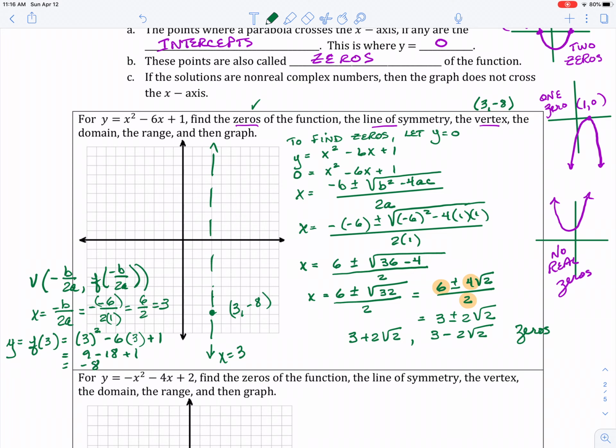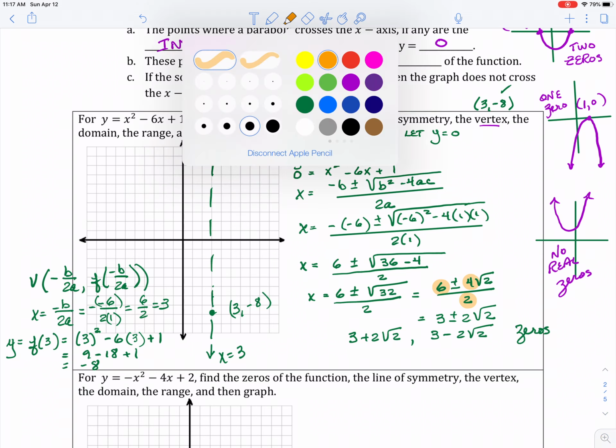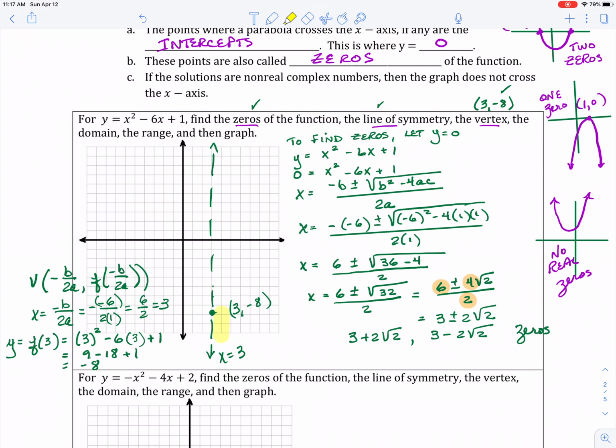All right, so let me check my list. I've got my zeros, I've got my axis of symmetry, I've got my vertex, and let's go ahead and graph it because that will help me find the domain and range. So we need a second point, and remember I told you in some previous video a while back that when I'm looking for another point, I like to go somewhere close to the axis of symmetry and choose an x value. So I think I'll choose 4. And you just plug that in to the original function.